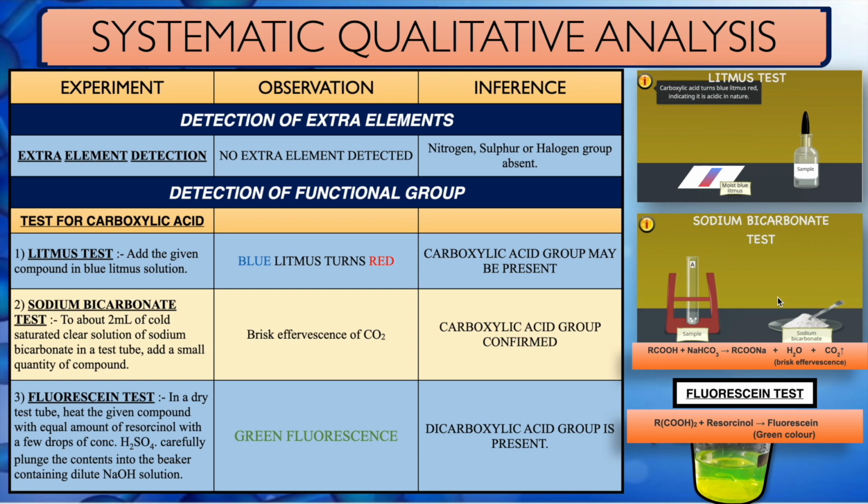After this, we will do a test for presence of dicarboxylic acid group. For this, we take equal amounts of the given acid and resorcinol in a dry test tube, followed by addition of a few drops of concentrated sulfuric acid, and then plunging the contents into a beaker containing dilute NaOH solution. Appearance of green fluorescence indicates the presence of a dicarboxylic group. Here also there is a green fluorescence observed, so we say in our inference that dicarboxylic acid group is present.